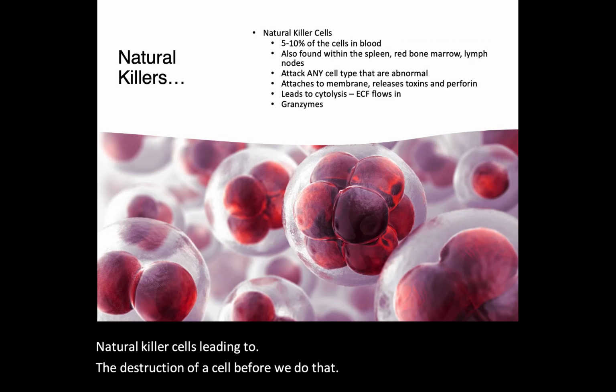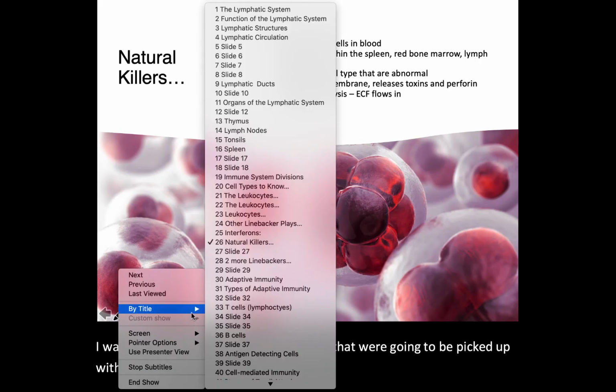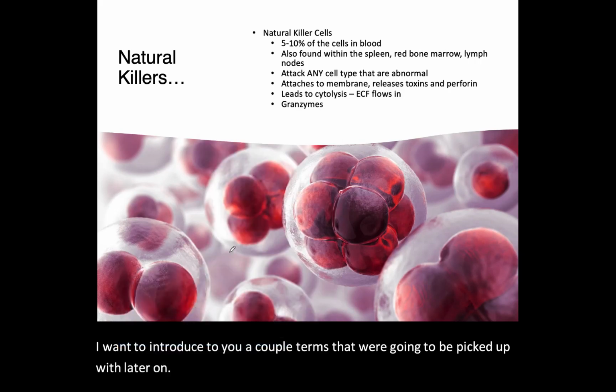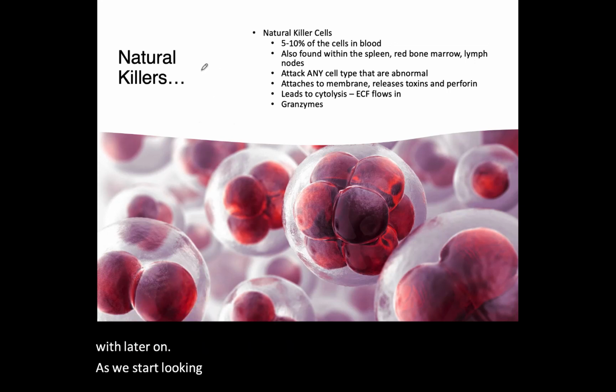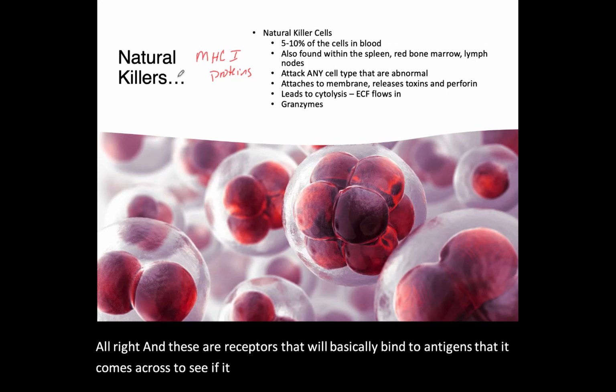I want to introduce to you a couple terms that we're going to pick up later on as we start looking at T cells and B cells. So all cells have a receptor on their cell membranes called MHC1 proteins. And these are receptors that will basically bind to antigens that it comes across to see if it is part of or not part of the identified self.